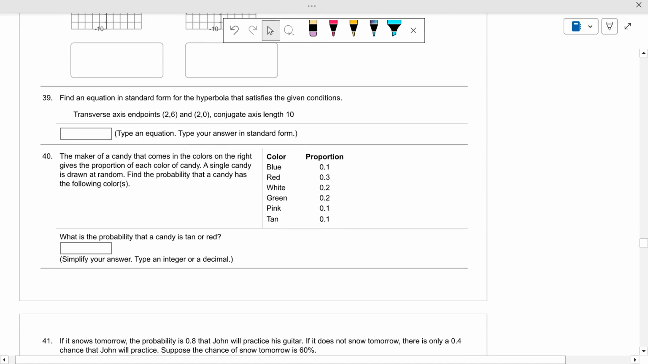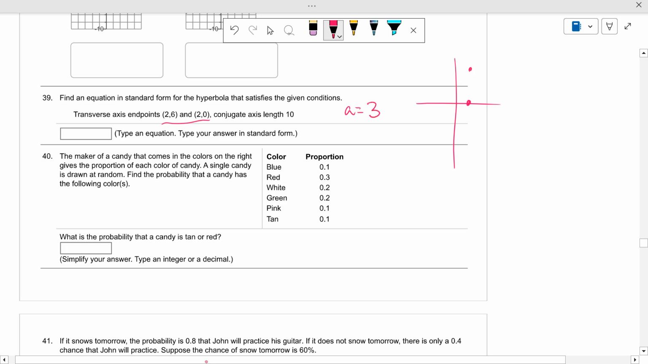Find an equation for the hyperbola. The transverse axis and the conjugate axis. The transverse, I wish they would say the major axis and minor axis. Okay. The major axis endpoints are here. Okay. How far away are they from each other? 6 away. 2, 6, and 2, 0. So they're 6 away. So A would equal 3.